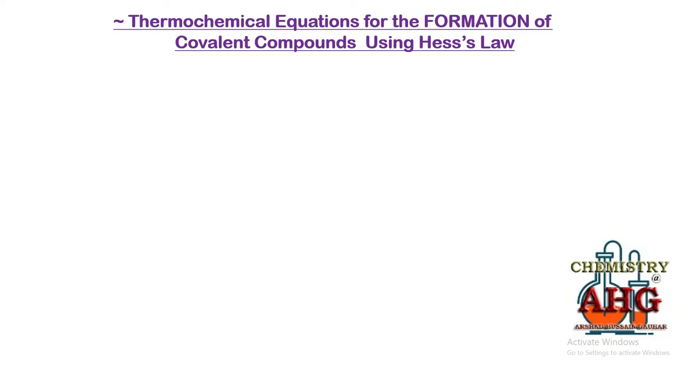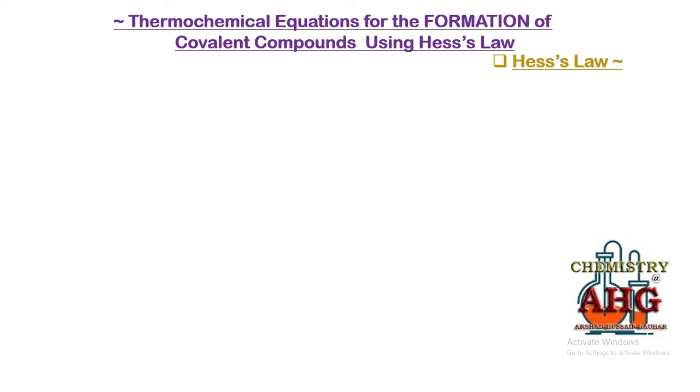So let's start with Hess's law. What is Hess's law? What is the important information that we must have in our mind whenever we want to write down thermochemical equations for the formation of covalent compound? As far as Hess's law is concerned, there are two pieces of information that are very important and we can have a quick revision keeping in our mind this information.